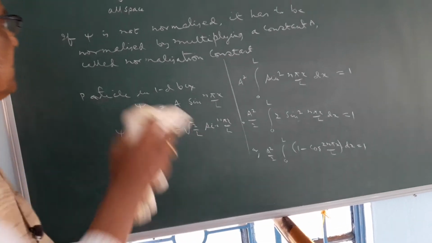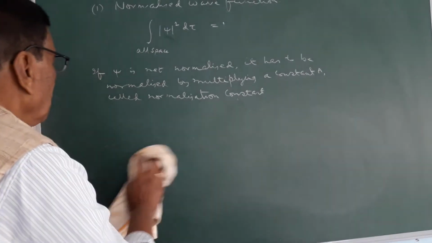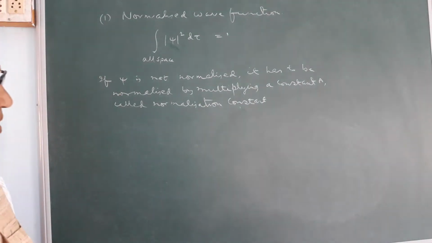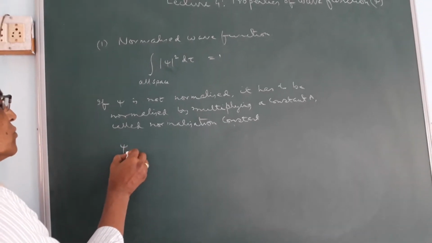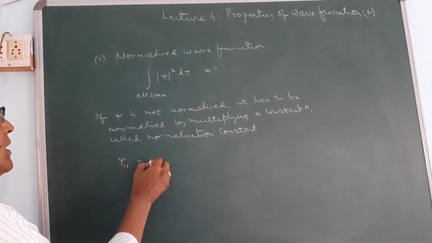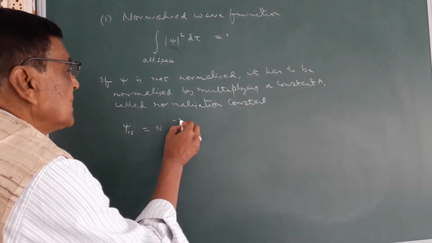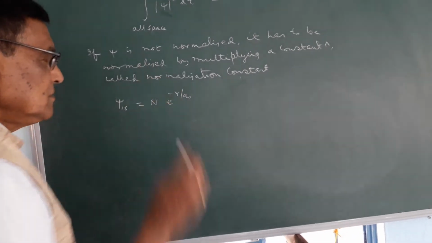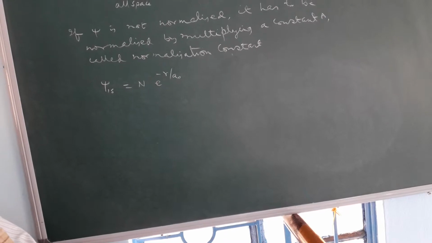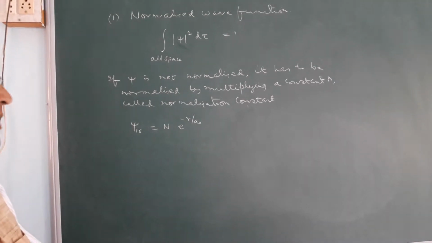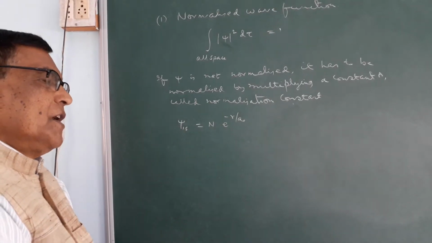I can give another example: the 1s orbital of the hydrogen atom. The wave function of this 1s orbital is equal to N, the normalization constant, times e to the power minus r by a naught. Here a naught is a constant called the Bohr first orbit radius, and r is the radial distance of the electron from the nucleus.